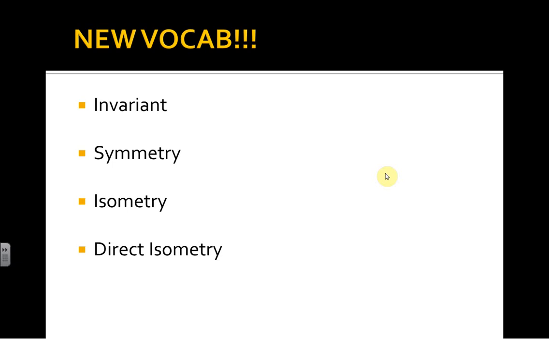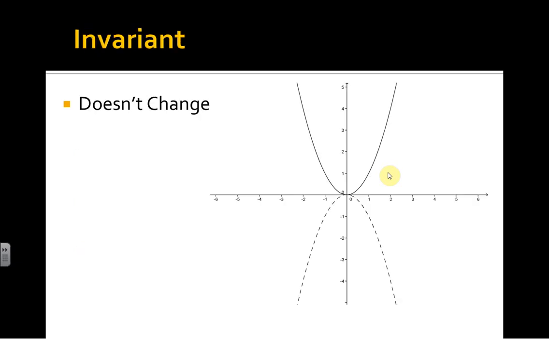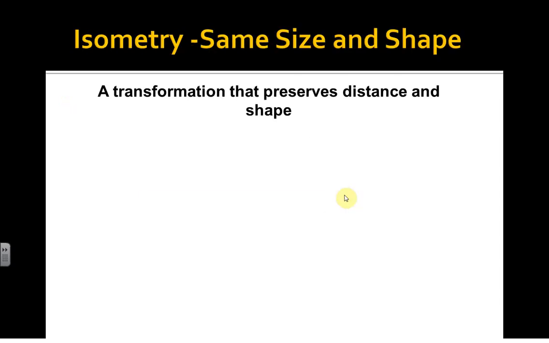Here's some new vocabulary that you're going to definitely need to know. Invariant, symmetry, isometry, and direct isometry. So invariant means not variant, so not changing. It doesn't change. In respects to what we're going to be doing, if we look at this reflection, this point reflects down here. Anything on the line of reflection, like that point right there, for instance, is invariant. It stays where it is even through the transformation. So if ever there is a time that you have a transformation and something does not change, that's called invariant, if it just stayed the same.